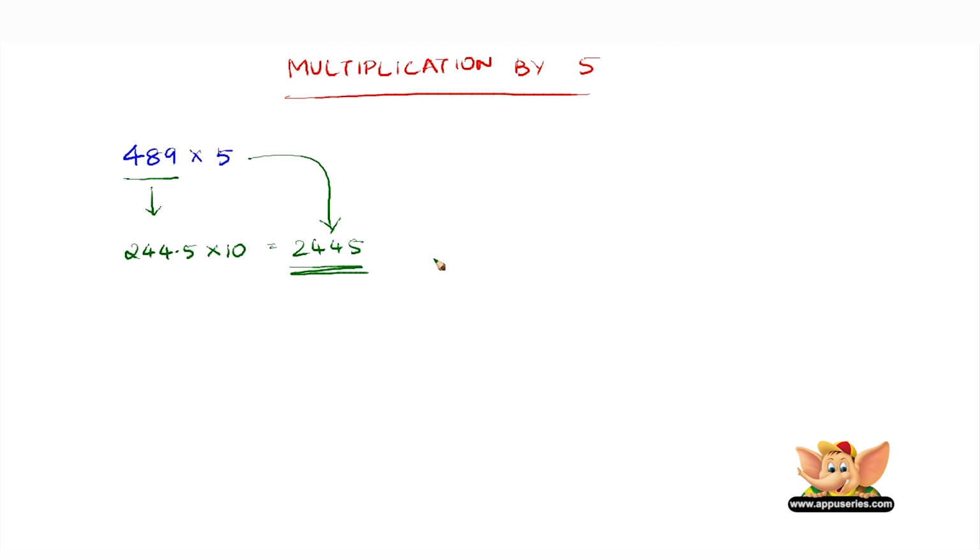Very, very simple this. Let us take another quick example. Let us multiply 673 by 5. Find the half of 673, which is nothing but 336.5. Now multiply 336.5 by 10, which is 3365. So 3365 is the answer of 673 into 5. Now these kind of methods to multiply by 5 can be done just mentally and you don't have to write at all.